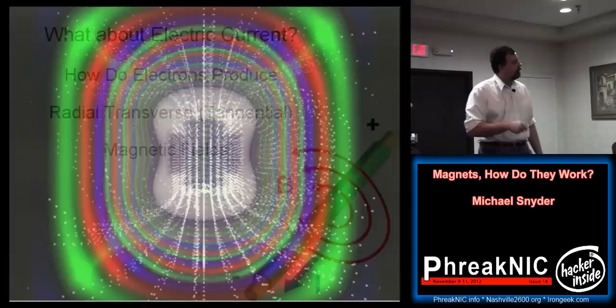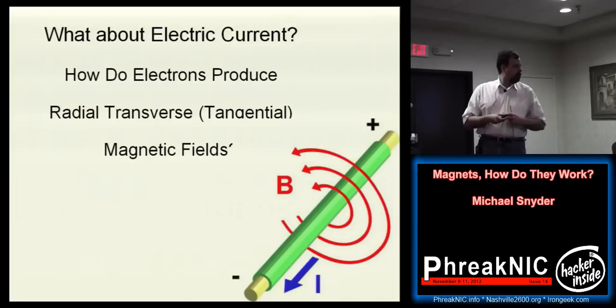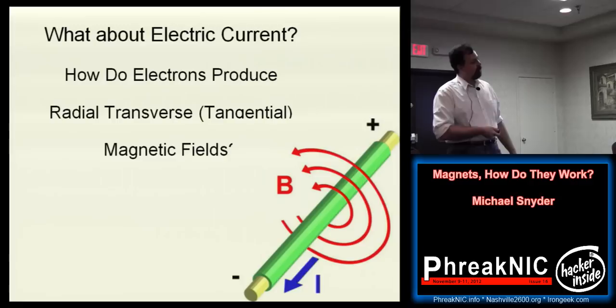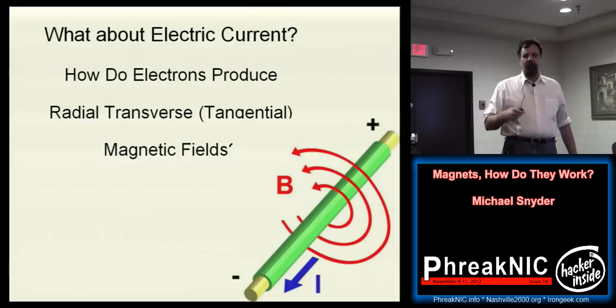Okay, electric current. This is where it's only a little bit more interesting. Most people know the right-hand rule. You point your thumb in the direction of the current, and your fingers show the B field lines. Now, this B field of electric current goes in a circle. It's also called radial, transverse, or tangential. Most of the stuff, if you read it from the 1800s, says radial transverse.